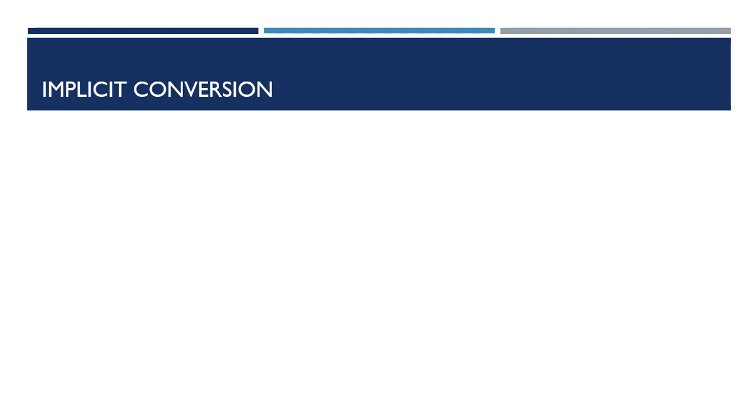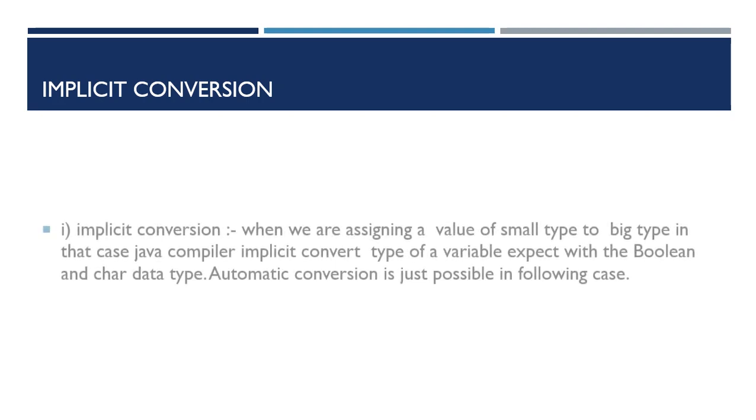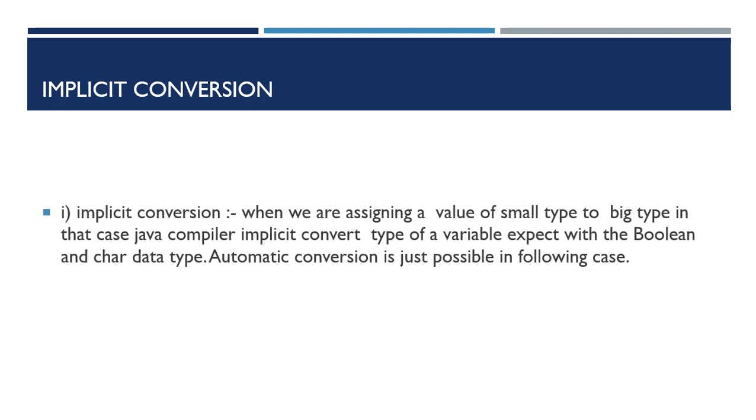Actually there are two types of conversion in Java. One is implicit conversion and another is explicit conversion. We are going to discuss all about it in detail. So let's start. First is implicit conversion. Whenever we are assigning a value of a small type to a big type, our Java compiler implicitly converts the type of the variable to that kind of class. This is implicit conversion.